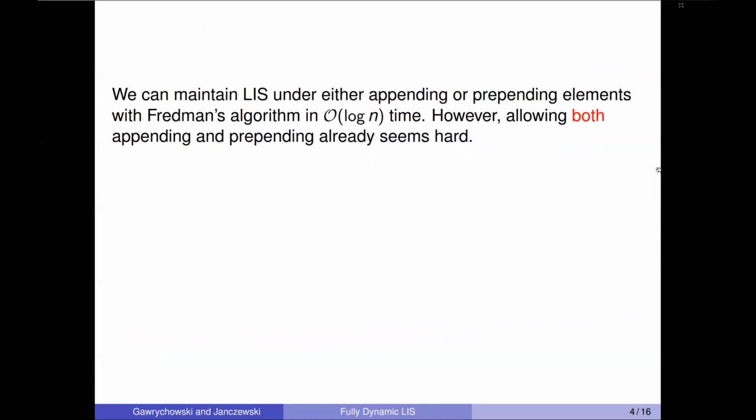Okay, so maybe first let's see what we can do already in this dynamic model. Sadly, extending the static solution doesn't give us too much. It is possible to use it to handle updates on one of the ends of the array. So if updates happen only at the beginning or only at the end of the array, then we can handle them in logarithmic time. But even if we allow updates on both sides of the array and not in the middle, then already extending the static approach seems to be hard. We don't know how to do this.